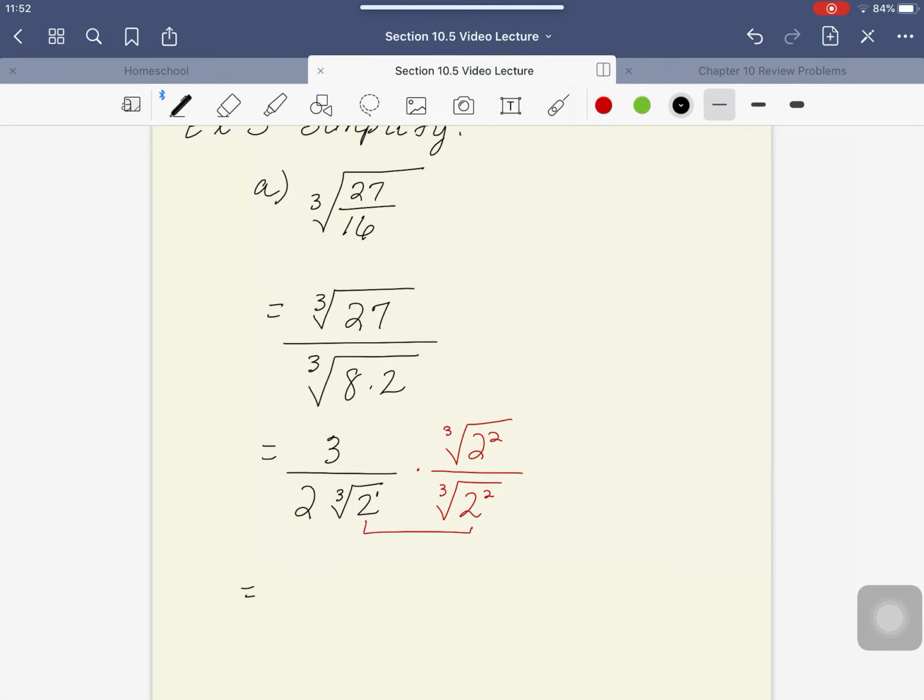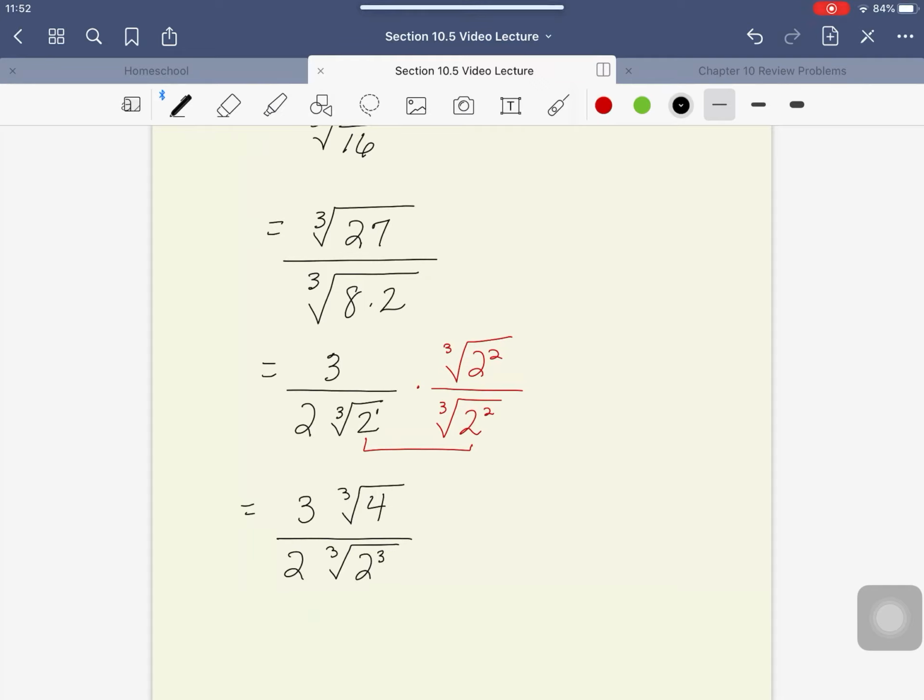So that would equal 3 cube root of 2 squared, which is actually 4, over 2 times the cube root of 2 cubed. You can write that as 2 cubed, or you can write it as 8. But just know when you take the cube root of it, it's going to come out as 2. So the final answer is 3 cube root of 4 over 2 times 2, which is 4.